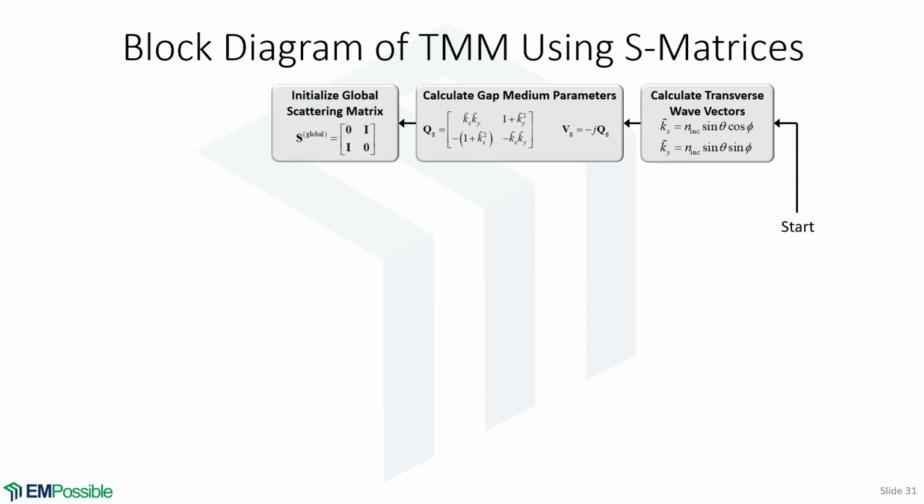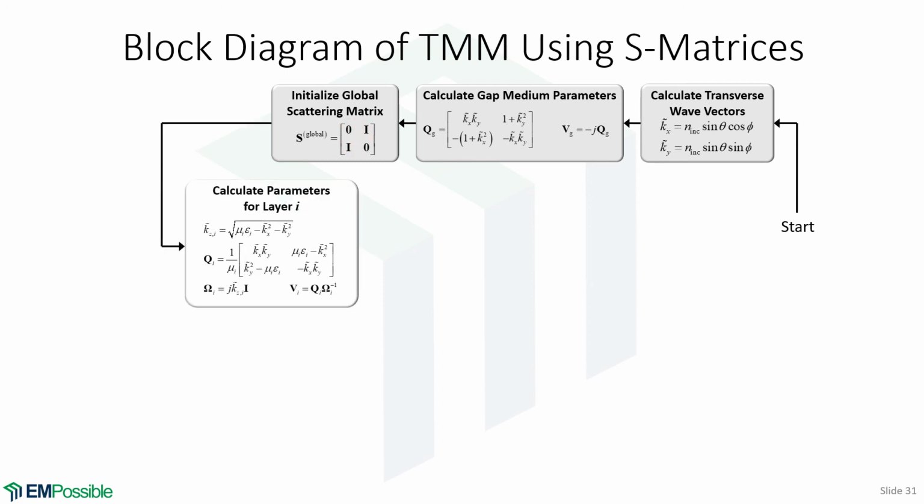Before going into that main loop, we're going to initialize our global scattering matrix. We set S11 and S22 to 0 because we don't want this to reflect, and we set our S12 and S21 to the identity matrices because we want 100% transmission with 0 phase. This was sort of the scattering matrix for nothing. Now we enter the main loop.